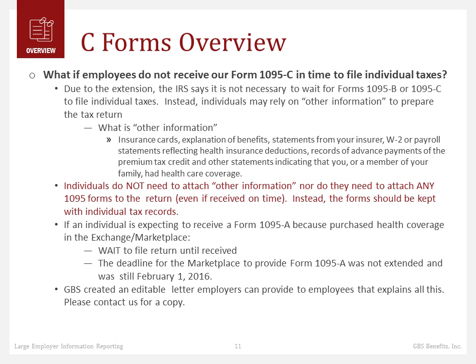Now, GBS created a letter that you can edit to use as you see fit to provide to employees that explains all this, like, my tax preparer says I have to have a B form or a C form, and so on. You can give this to them, or just send it out to all of your employees if you want. If you would like a copy of this so that you can edit it and use it as you like, please contact us and we'll get that to you.